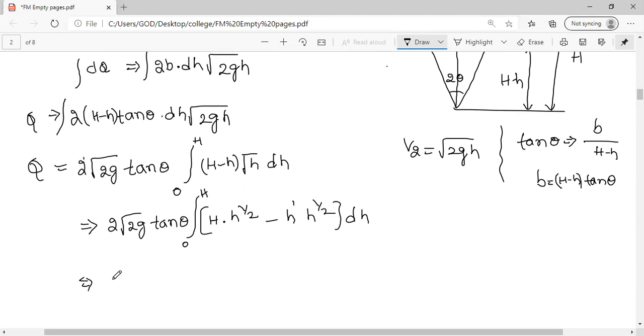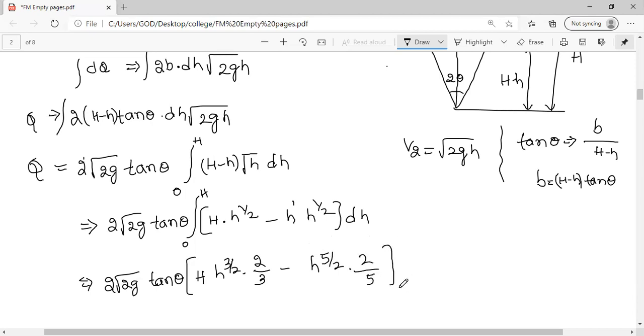So if you observe the integration, 2 root 2g into tan theta of H, and h power 1 by 2 integrates to h power 3 by 2 into 2 by 3, minus, you observe here h power 5 by 2, 1 plus 1 by 2 is 3 by 2, then 5 by 2, so the integral of h power 3 by 2 is h power 5 by 2 into 2 by 5. Hope you understood this, with limits of integration 0 to H.